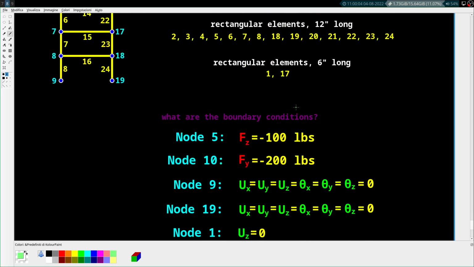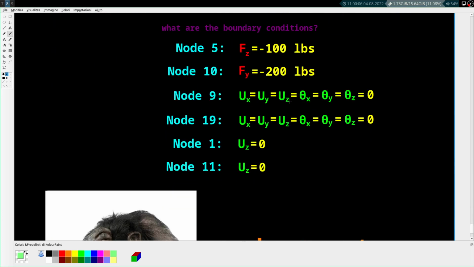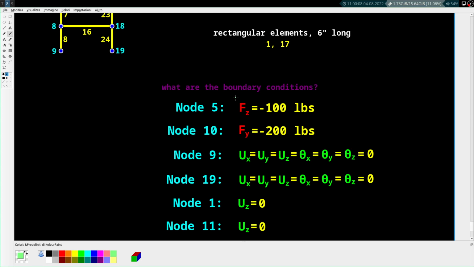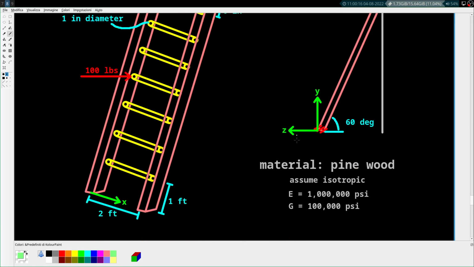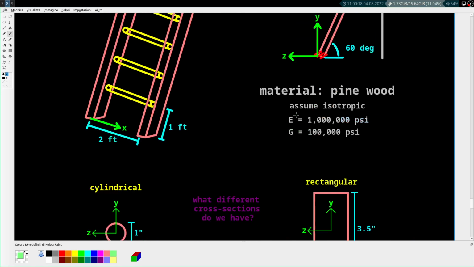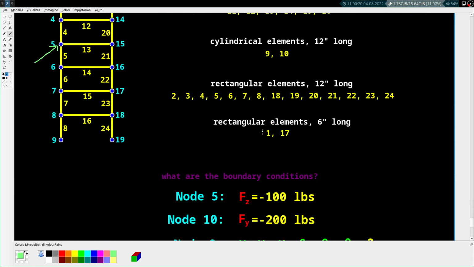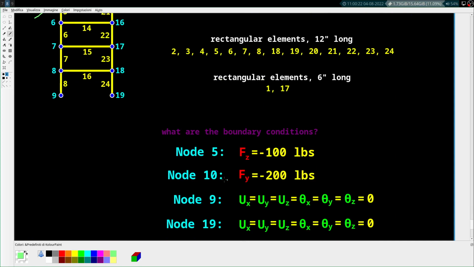And so now, what are the boundary conditions? In this case, what are we applying? F_z at node 5, we're applying the guy pushing, right? He's pushing with 100 pounds, and that is in the negative z direction, as I've drawn it here. So 100 pounds in negative z, right? Then we have 200 pounds in the negative y at node 10.